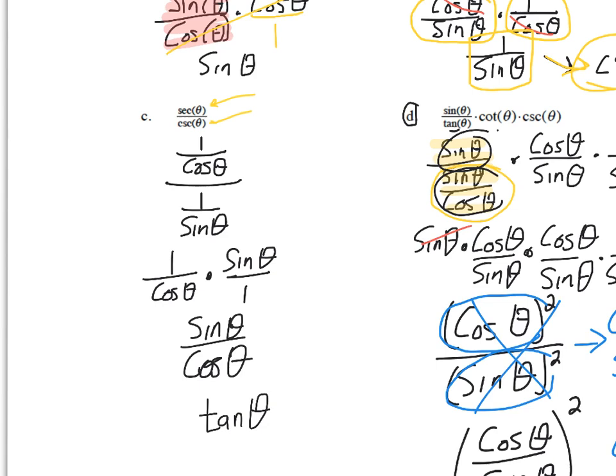In the numerator, the secant of theta is the same as 1 over the cosine. And the cosecant of theta is the same as 1 over the sine. So I'm now going to take my numerator and multiply by the reciprocal of the denominator. If I take 1 over cosine times the sine of theta over 1, I get the sine of theta over cosine theta, which is equivalent to tangent theta.